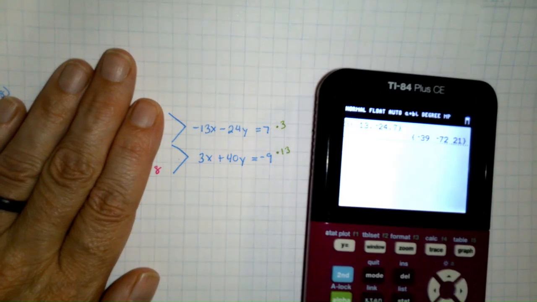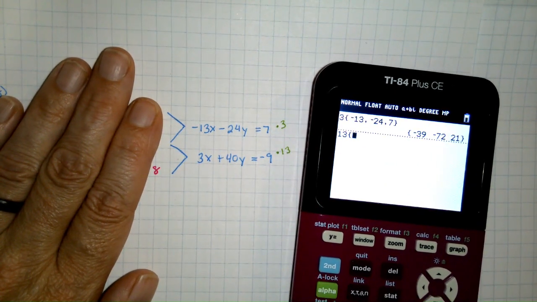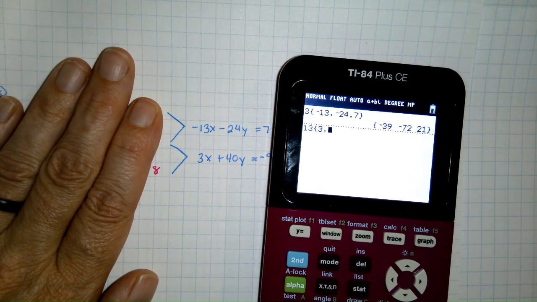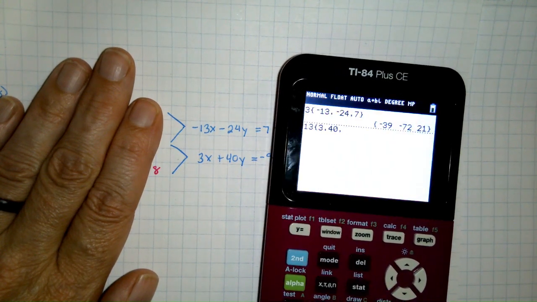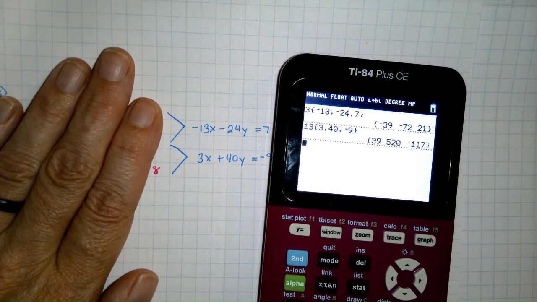So I'll do that for my other one. We're doing 13, 3, 40, and negative 9. We get 39, 520, and negative 117.